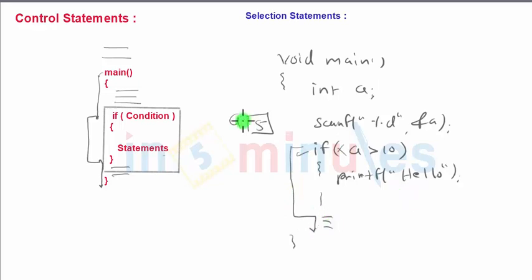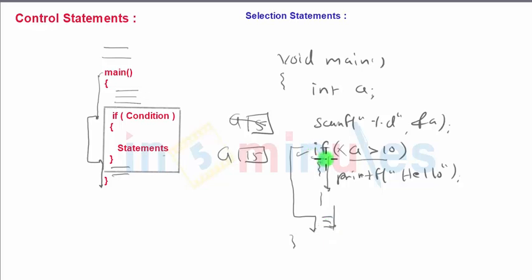The other way, again the program will start. It will define a variable a and input the value for a. Let's say the user inputs the value 15. Then 15 is greater than 10. The condition is true. So it will execute this part, print the hello message, and then proceed further with the remaining part of our program. So that is how we write a typical C program with an if statement.